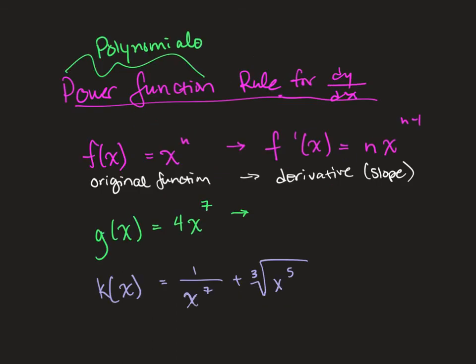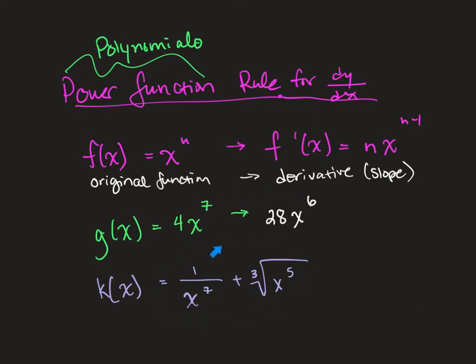So if I was to look at this, here's the actual rule. The original function is this. Here's our derivative. G of x, this would be fairly simple. We'd take 4 times 7 and we would get 28. And then we would say x to the 6th, because I'm going to take away 1 from 7.